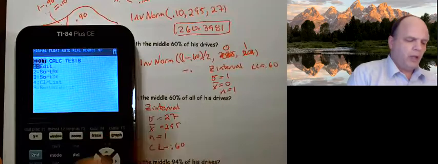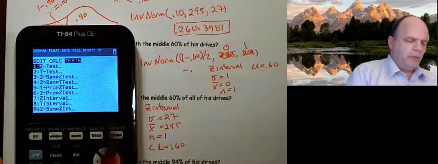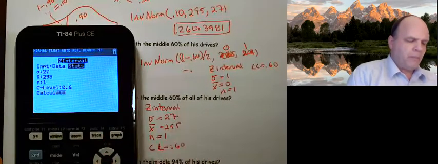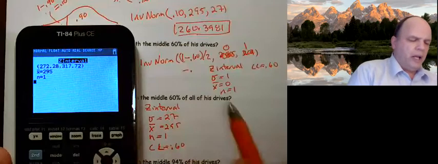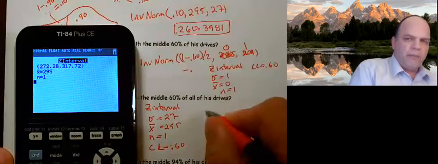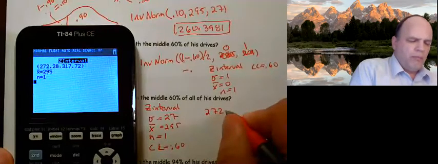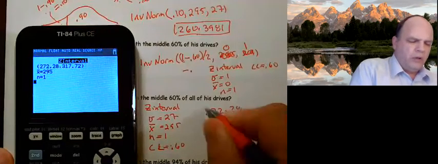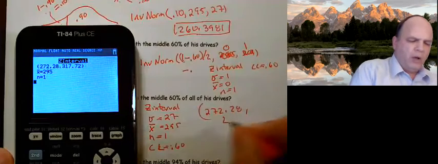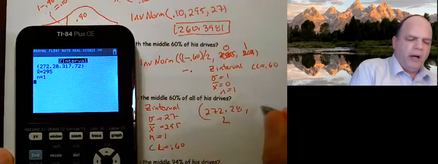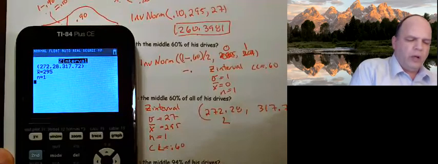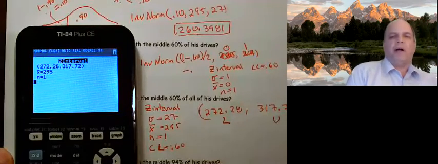Oops. Hate it when I hit a button. And so now I get a lower bound of 272.28. That's my lower. And I get an upper bound of 317.72. And that's my upper bound.